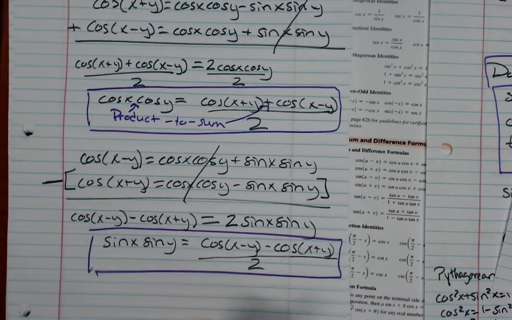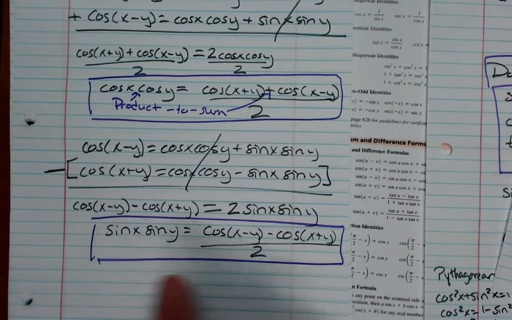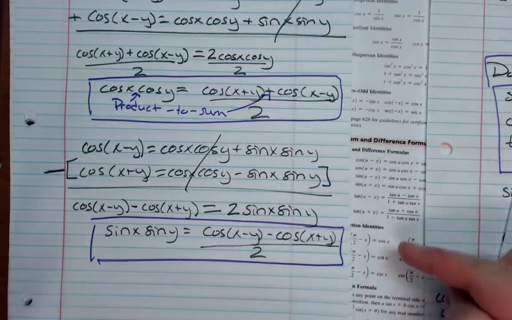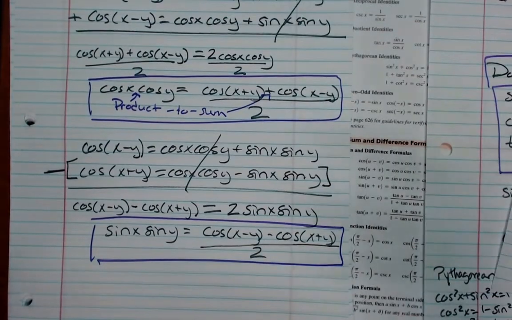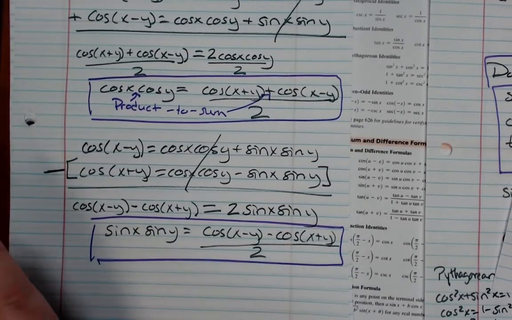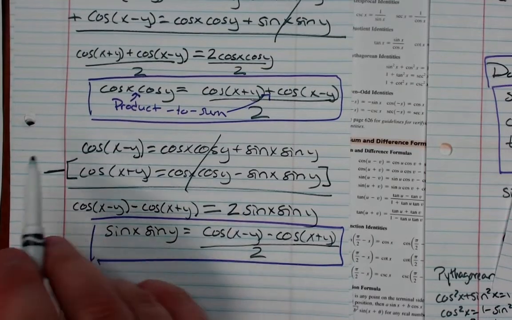Hope I got cut off there at the very end. And so I don't think you need to memorize these. I think you should understand where they come from, and you should be able to look at your sheet, and then on the next, after I introduce the rest of the product to sum and sum to product, we're going to work through some examples, and being able to use these formulas is what's important. So I'll give you your other two.